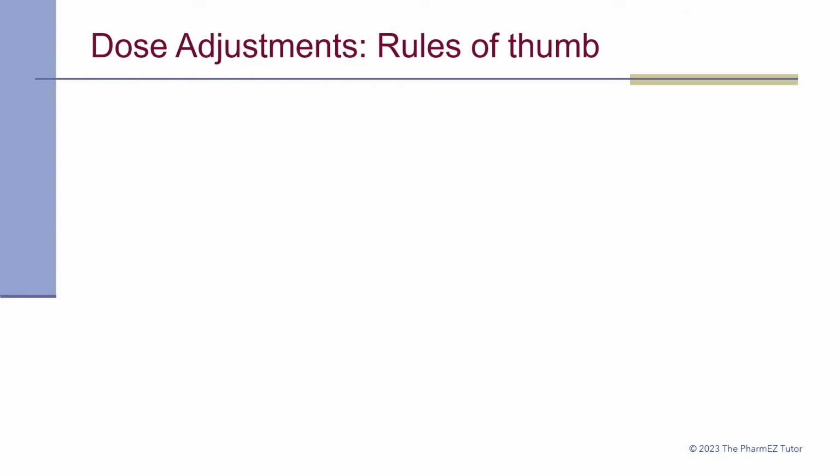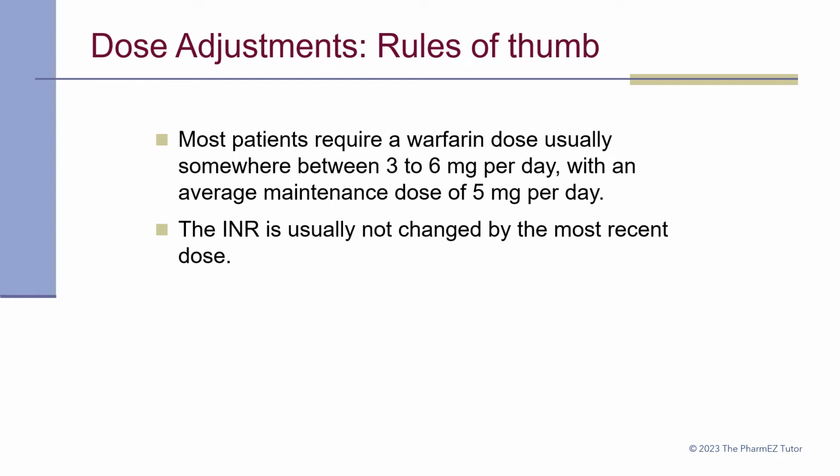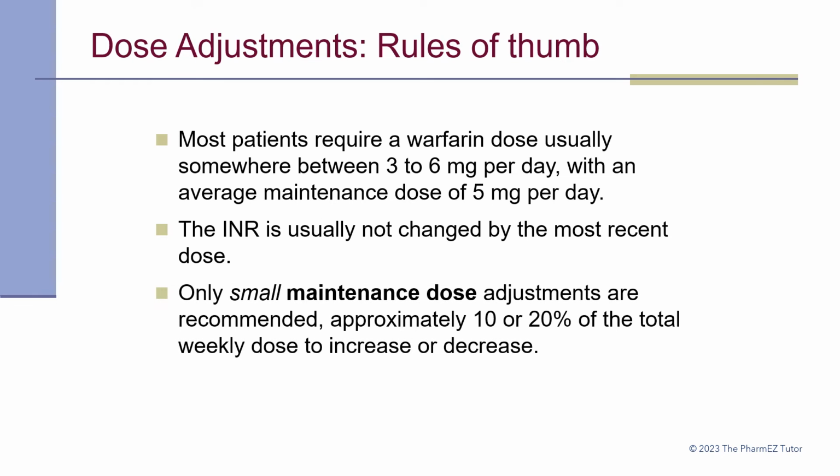Here are some rules of thumb regarding dose adjustments. Most patients require a warfarin dose usually somewhere between 3 to 6 milligrams per day, with an average maintenance dose of 5 milligrams per day. The INR is usually not changed by the most recent dose. And only small maintenance dose adjustments are recommended, approximately 10 or 20% of the total weekly dose to increase or decrease.